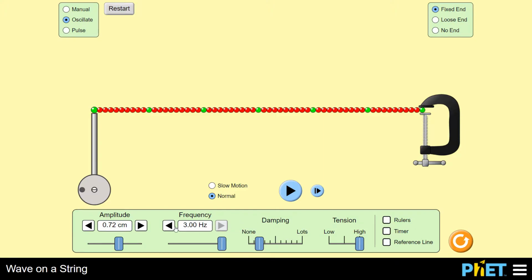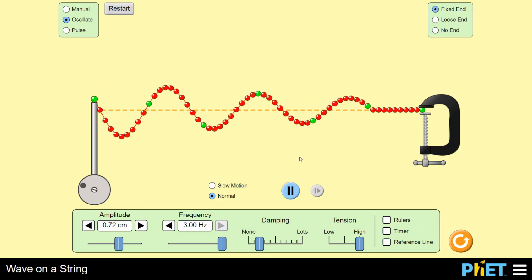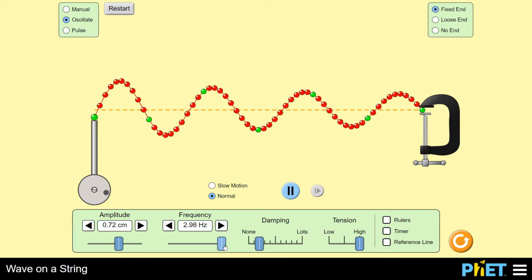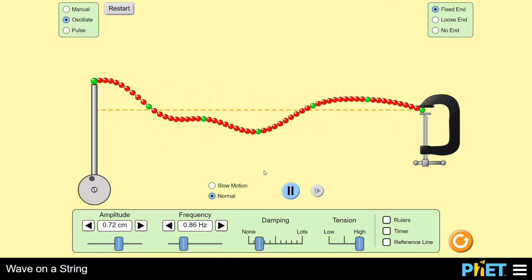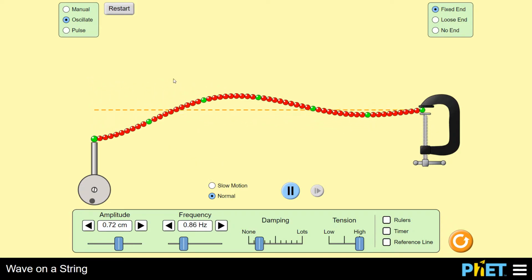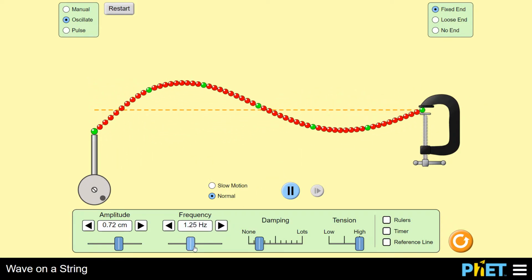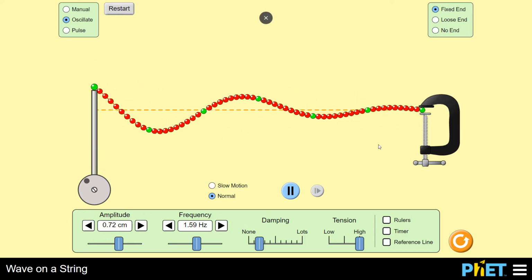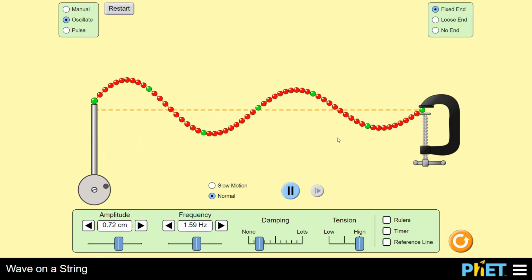Well, what we're really here for is the frequency, right? So if we just play this, you can see it's going very, very fast, very wobbly. If we could slow it down a little, see, it's a lot slower and it's a lot longer. These waves are a lot longer. Let's go to the middle. It's neither long, neither short. It's just right in the middle.